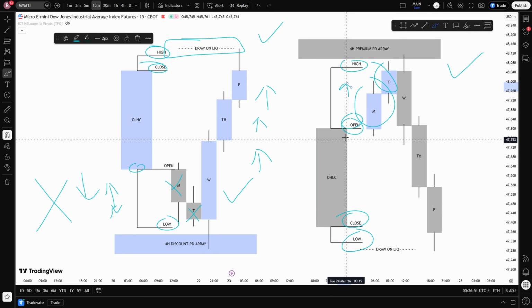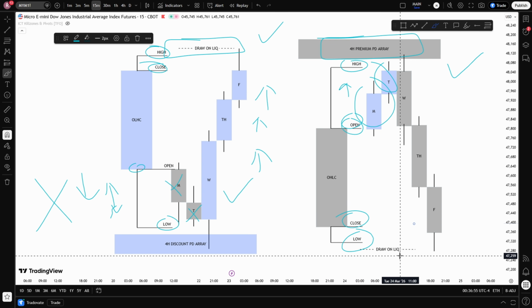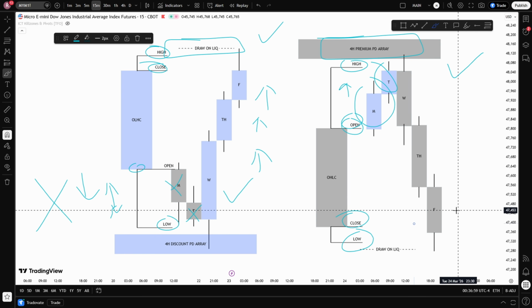Then on Wednesday, price trades up into a higher time frame premium PD array, and from there, it reverses and expands to the downside into the weekly objective.